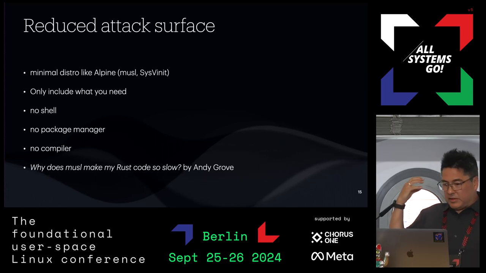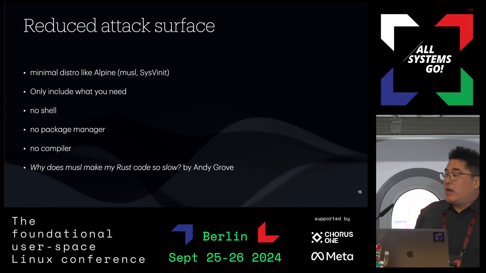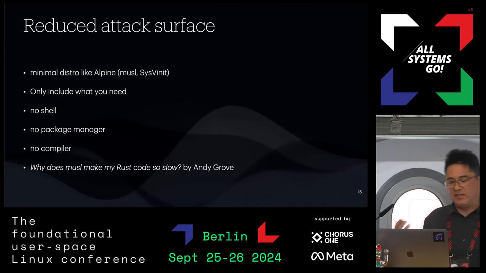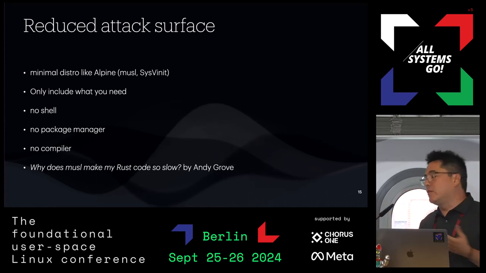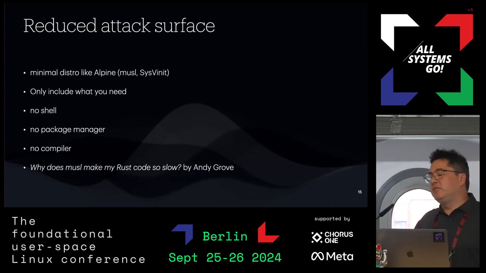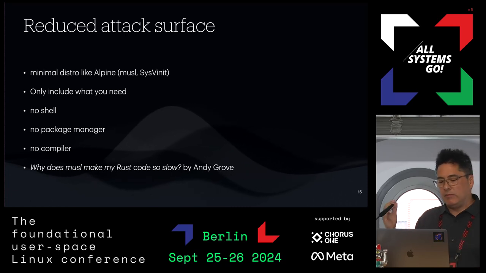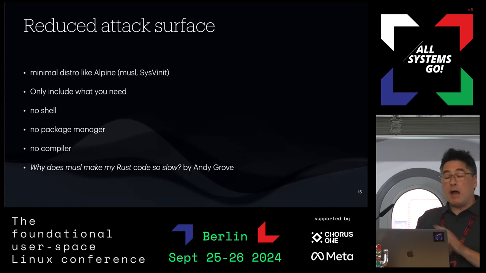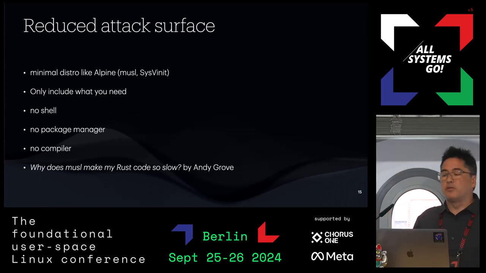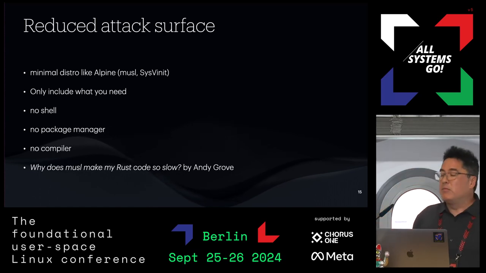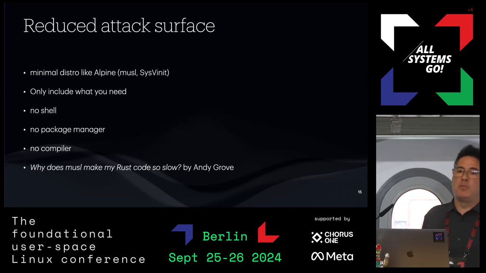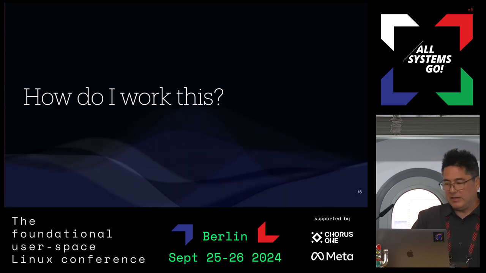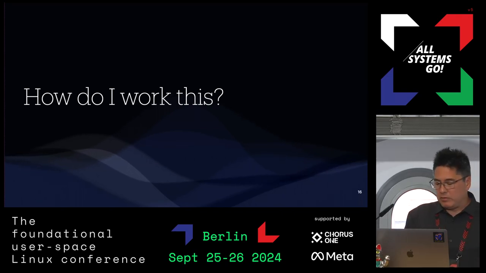So it's good to be minimal, but it's not everything. There was a blog post a few years back by Andy Grove where he talks about his Rust application being so slow and having to profile it, and he was using Alpine, and eventually he pinpointed the problem. It went all the way down to musl, and so he swapped musl out with glibc, and all his performance problems went away. I'm not here to bash musl. I think it's great, and it definitely minimizes the size of your distro, but being small isn't everything. Sometimes you're willing to take the hit on image size if it means your app is going to perform the way you want it to.